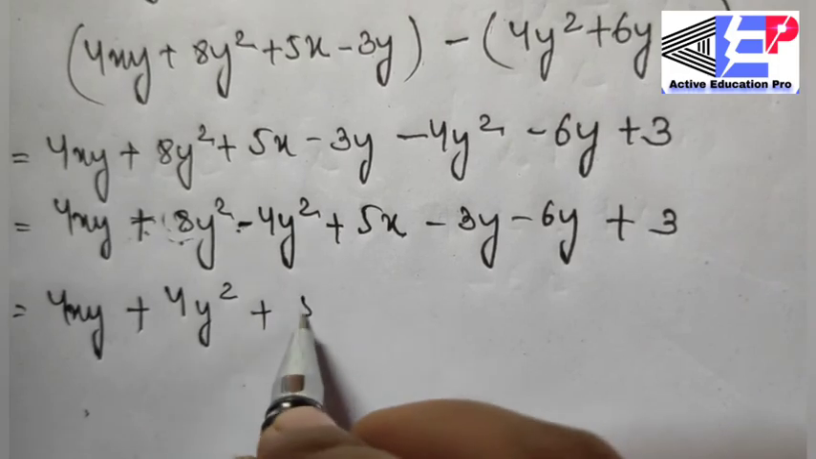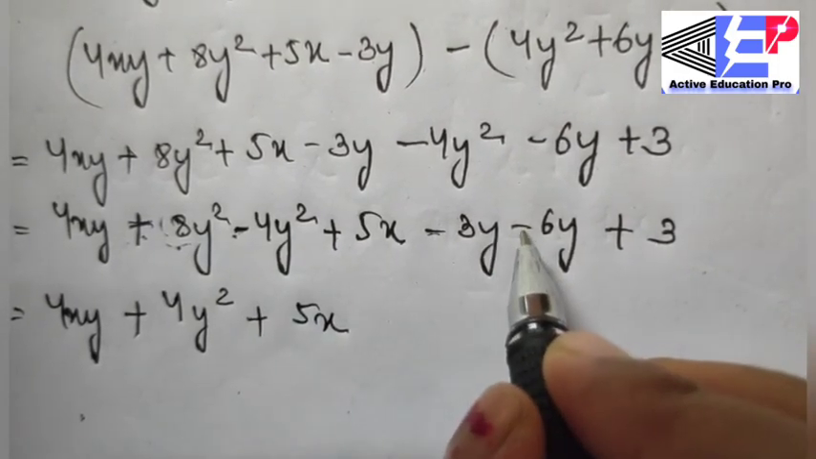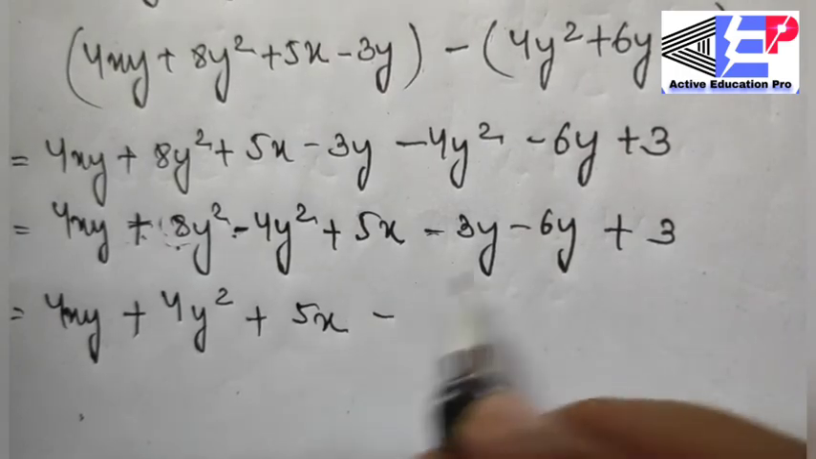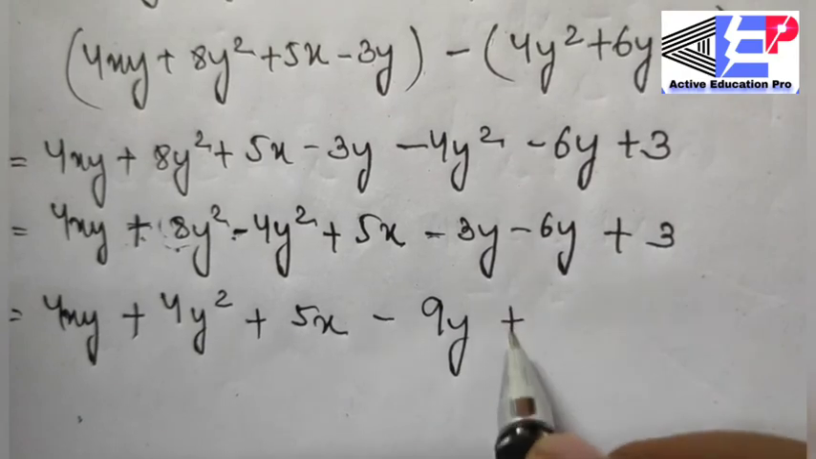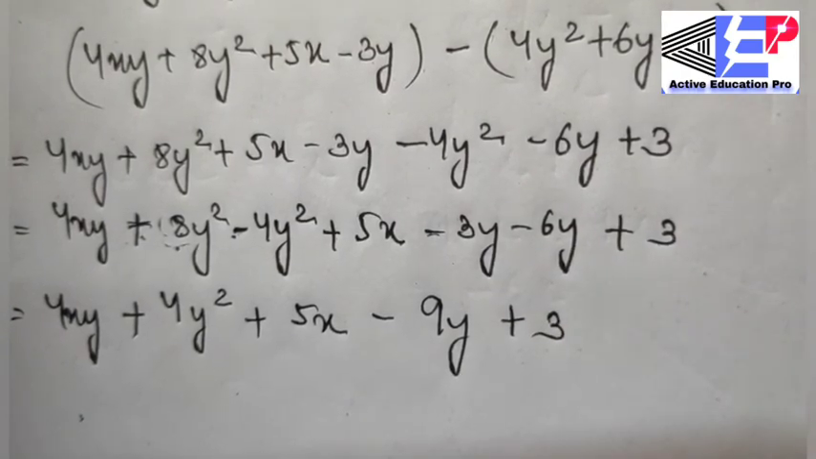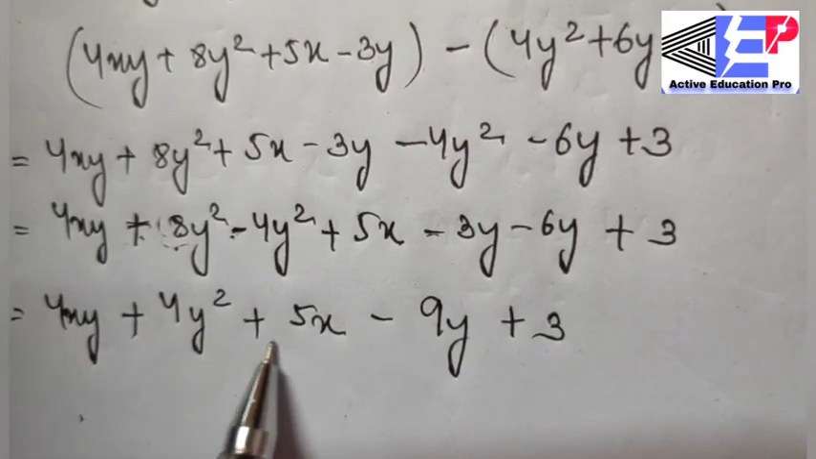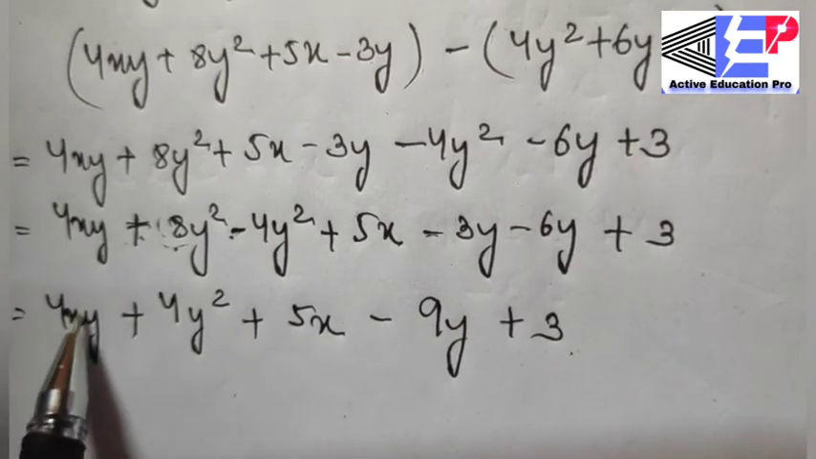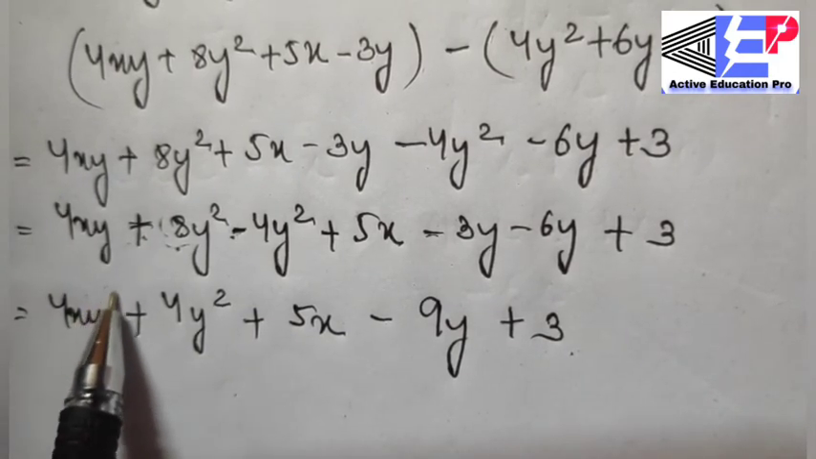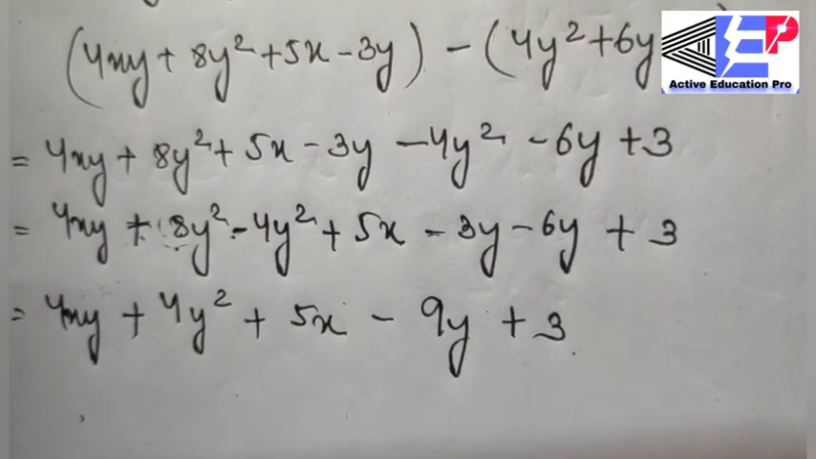Then next 5x is the unit term. Then minus minus, both are of same sign, negative sign, then minus, then add the number. 6 plus 3, 9, y plus 3. It is your result. Just look at this. This polynomial is in descending order of their degrees. 4xy, both are of 1 degree. 1 plus 1, 2 degree. This is of degree 2, 2, 1, 1 and 0.